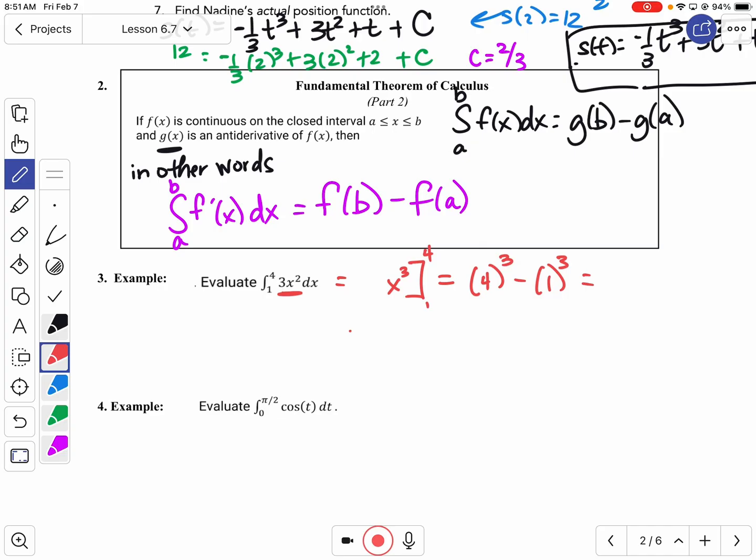Okay. So 4 cubed is what, 64? Minus 1 would give me 63. All right. That's the value of that integral. This is referred to as a definite integral because it has a definite value. We have numbers to plug in.